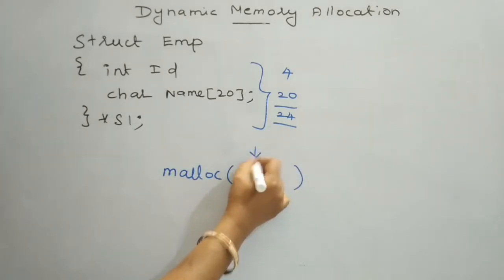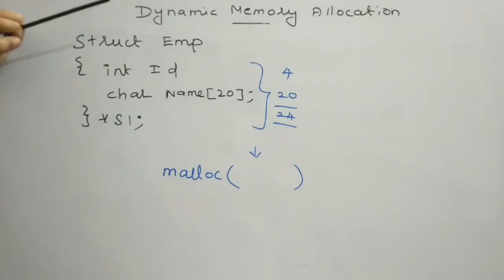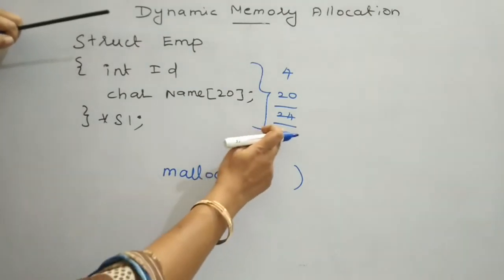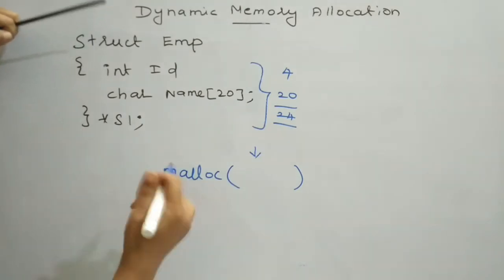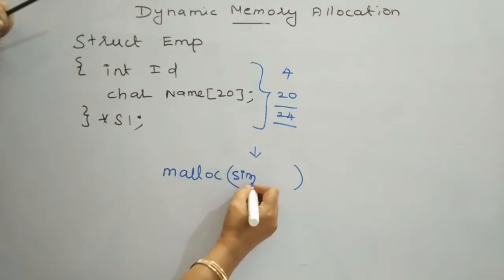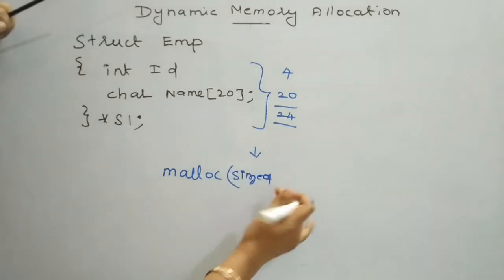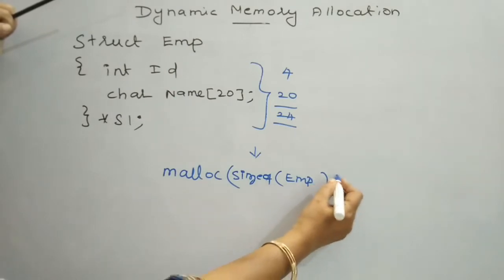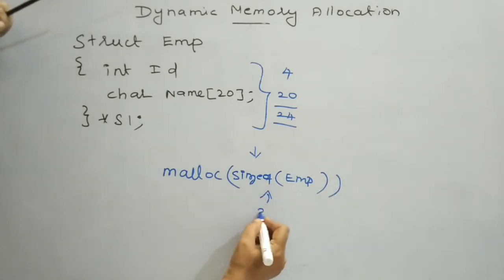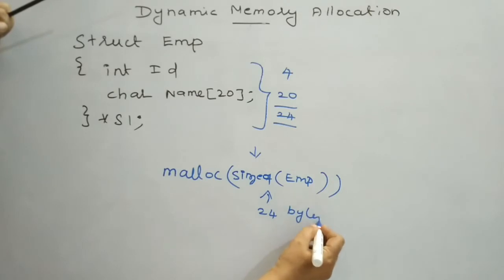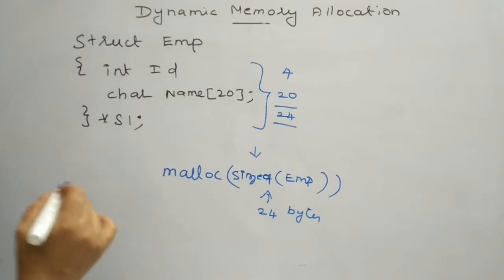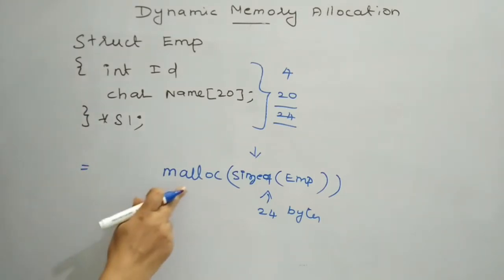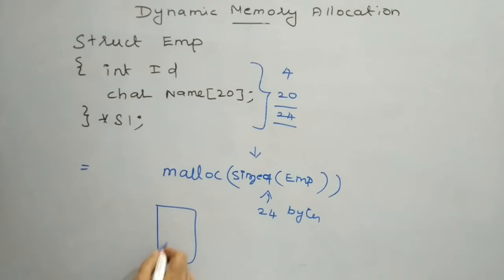What is the function parameter to this malloc function? The size of the memory block which we need to allocate. What is the size of the memory block? Is it 24? How do we get it using the sizeof function? I need the sizeof this structure, that is, employee. This will return 24 bytes, since I need 24 bytes to store the value of this structure, employee. After allocating 24 bytes of memory, the starting address will be returned.